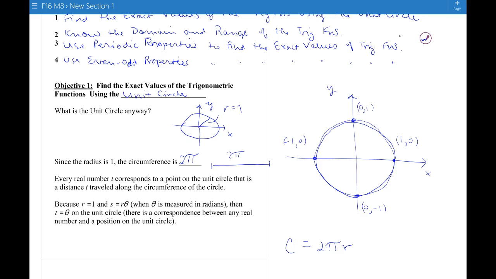So every real number t corresponds to a point on the unit circle that's a distance t traveled along the circumference of the circle. If I have some point over here and I talk about a little creature that walked along the circle, and I ask how far did the creature walk, it walked a distance of t. But because of this special r equals 1 of the unit circle, and s, the arc length, being r theta, well then s equals theta on the unit circle.